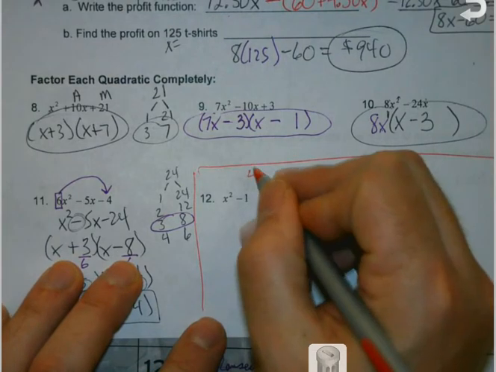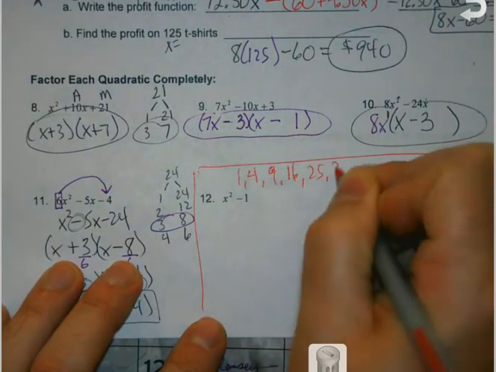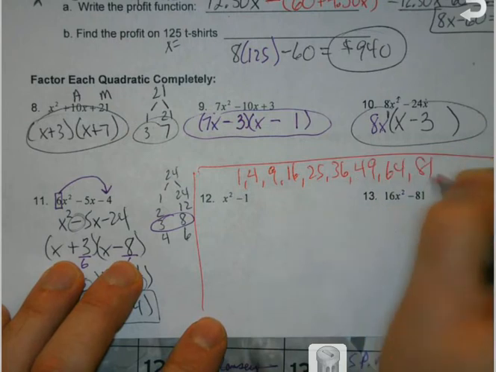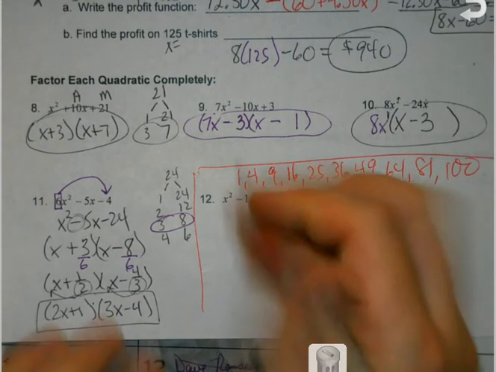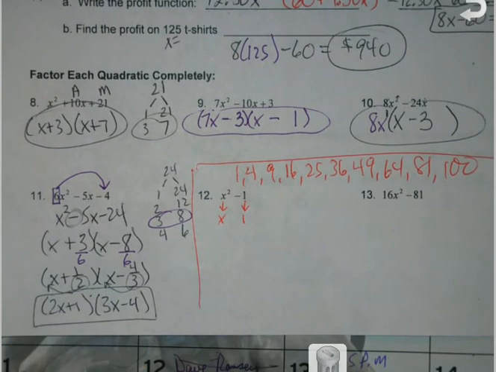The need to know your perfect squares, at least through 10. If you know these off the top of your head, looking at a problem like this isn't a problem. Now, I can't just square root them. That's not what factoring is. But what I can do is I can say, hey, I square x to get x squared. I square 1 to get 1.